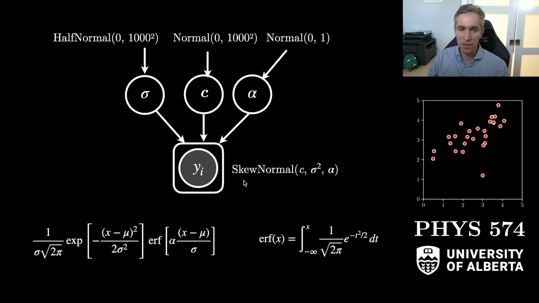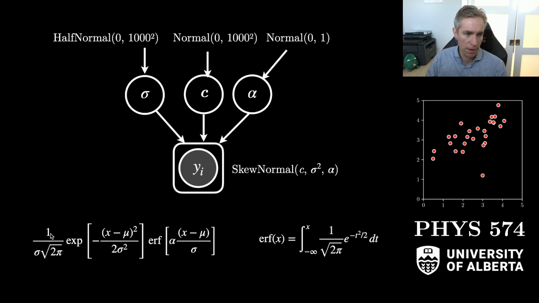And so we're going to bring up this distribution called a skew normal distribution, which has parameters C, sigma squared, and alpha. And I'm going to say, well, I'm going to model my collected data as that. I'm going to assume the same distributions for the sigma and the C parameters. And I'm going to introduce a new parameter, alpha, which is representing the skewness. And I'm going to say it's a normal with a variance of 1, so it can be positive or negative.